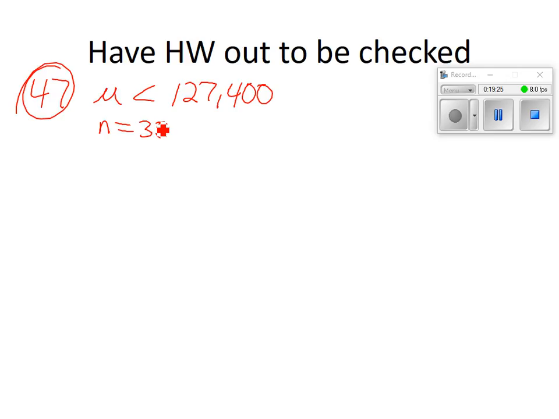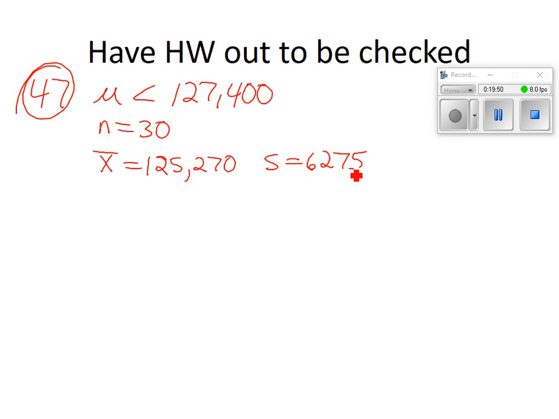And you find the mean usage is 125,270. So our sample mean is 125,270 gallons, with a standard deviation of 6,275.